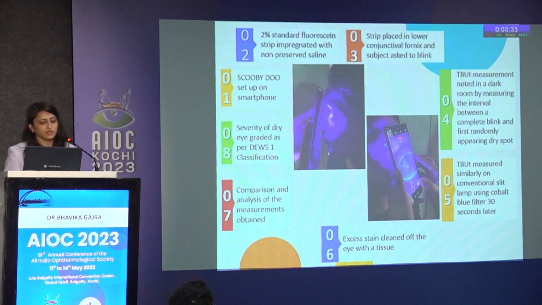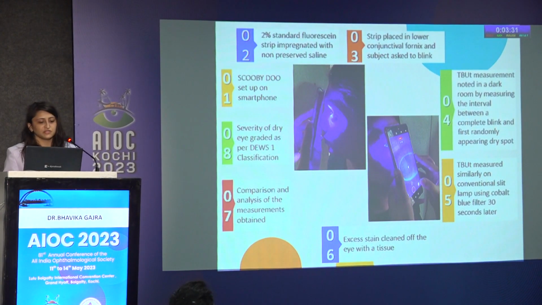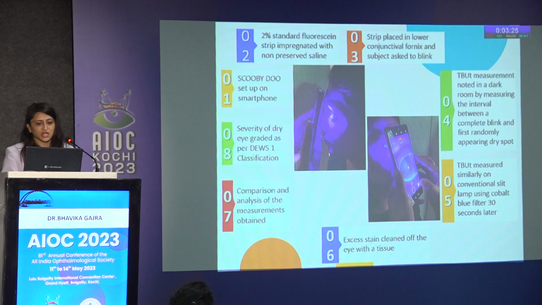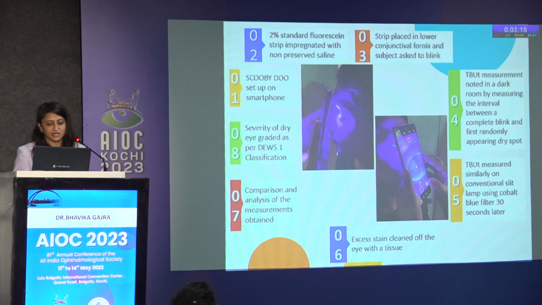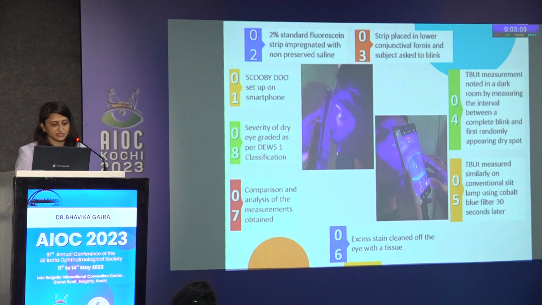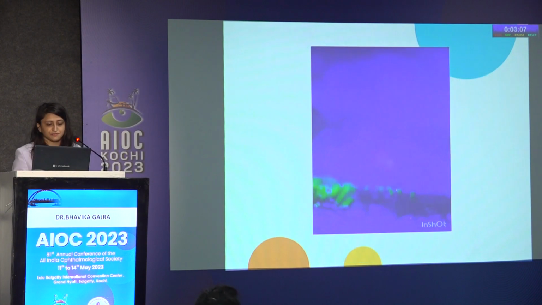The steps followed were: SCOOBY is set up on the smartphone. A 2% standard fluorescein strip is impregnated with non-preserved saline. The cornea is stained. The patient is asked to blink to ensure uniform spread. TBUt measurement is noted in a darkroom by measuring the interval between a normal blink and the first appearing dry spot. TBUt is measured similarly on slit lamp with cobalt blue filter. 30 seconds later, excess stain is wiped off. Comparison analysis of the measurement is done and the severity of dry eye is graded.